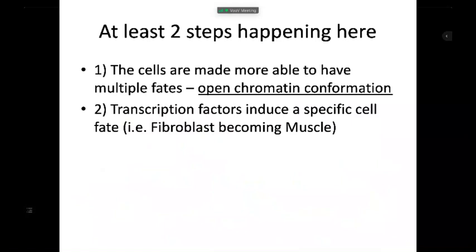So there's at least 2 steps happening here when we treat with 5-azacitidine. Cells are made more able to have multiple fates, and this is a combination of open chromatin conformation and also the demethylation of the DNA itself, which prevents it from being silenced, and then it's another step towards it being actively transcribed. And then transcription factors induce a specific cellular fate, in this case fibroblast becoming muscle.